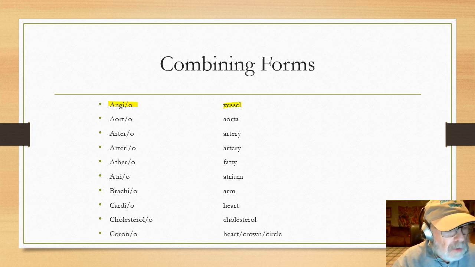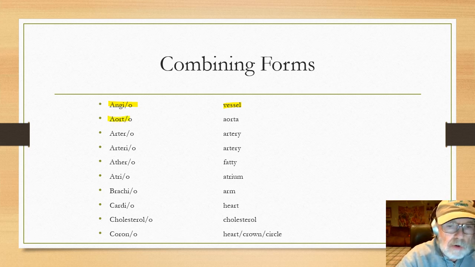Angio means vessel. When people get an angiogram, they take a little dye and stick it inside a vessel so they can actually see where that vessel's going to. So angio means vessel. Aorto means aorta. Now the aorta is that large artery that comes out of the left side of the heart. We'll talk about that a little bit later.